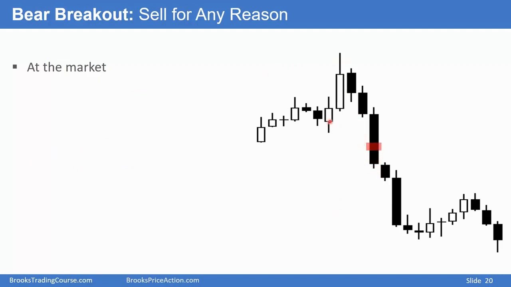Strong bear trend. We have a bull breakout, but 2 bear bars, 3 bear bars, close below the low of the past 7 or 8 bars. The bear bar getting bigger. In a bear trend, different ways to get in. One is simply sell at the market.